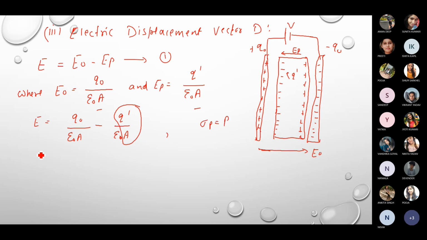Polarization vector. So if we substitute it here, you can take epsilon naught over here. यहाँ पे भी दोनों जगह common है, so this will become epsilon naught E is equal to Q naught divided by A minus polarization vector P. Okay.